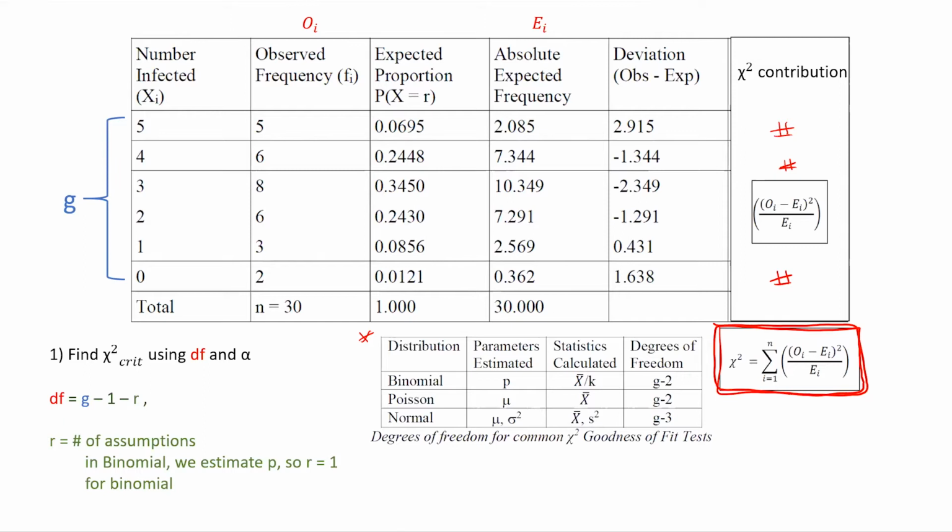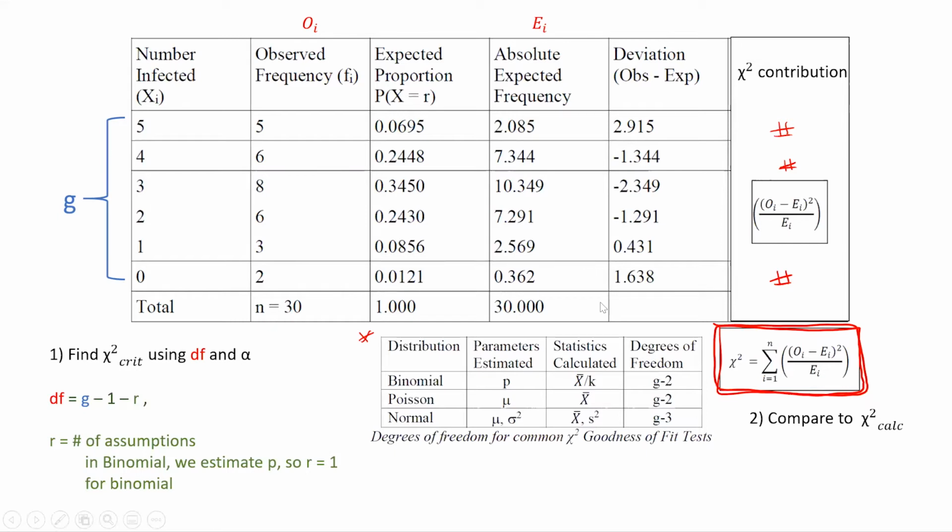In this specific example, G is equal to 6 because we have split our data into 6 groups. We have 0, 1, 2, 3, 4, or 5 number of infected. That is 6 groups that we have split our data into. So our degrees of freedom for this problem would be 6 minus 1 minus 1. So our degrees of freedom is 4. We would then look that up in our table at the back of the lab manual. It's on page 279.